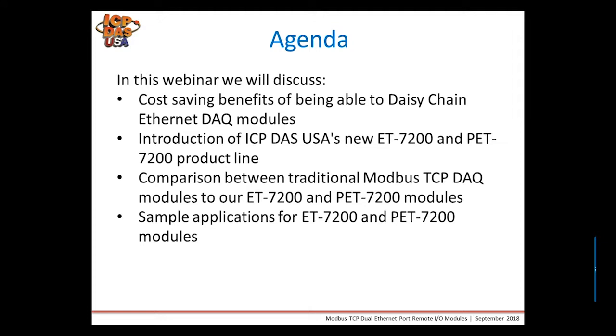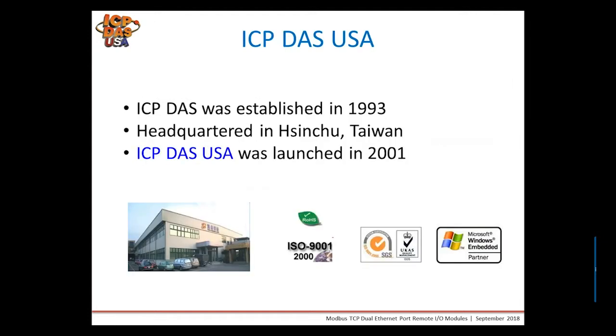First, we'll go over the cost benefits of being able to use daisy-chained Ethernet I/O modules. We'll introduce our new ET and PET 7200 product line. We'll show comparison between traditional Modbus TCP data acquisitions, our traditional ET7000 series, and our ET7200 series Modbus TCP data acquisition modules. And we'll go over some sample applications and show you how to configure the ET7200 series, very much like our ET7000 series.